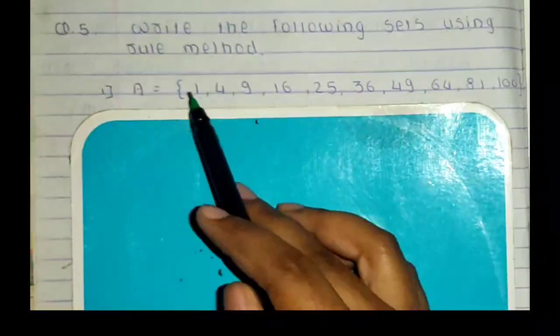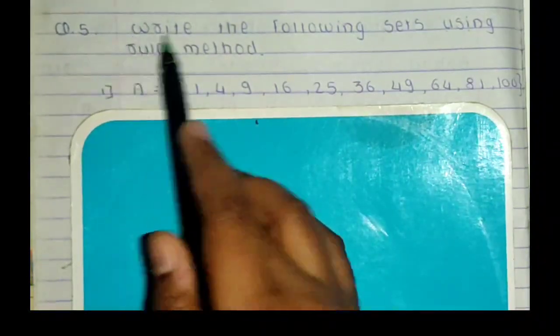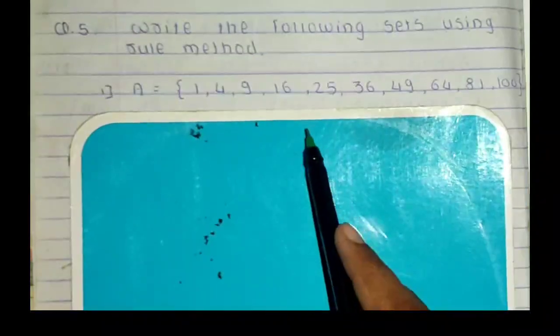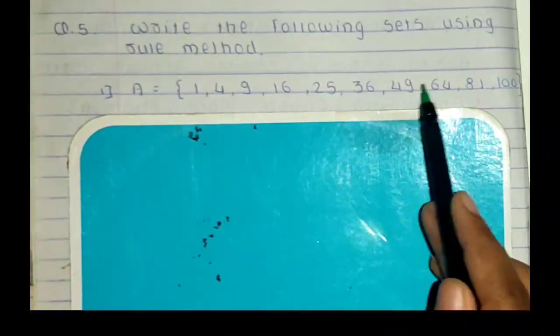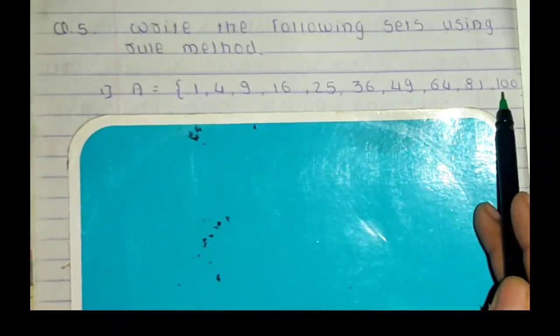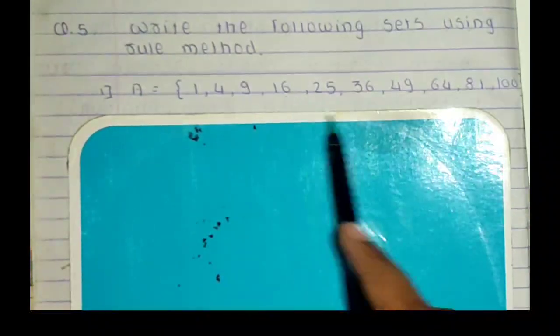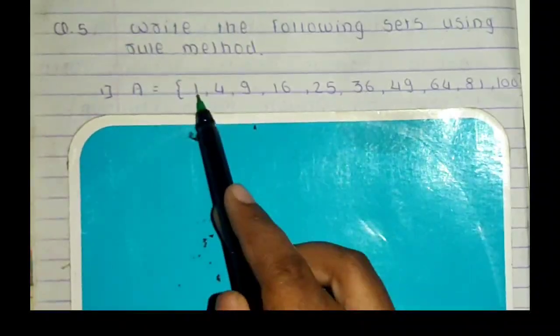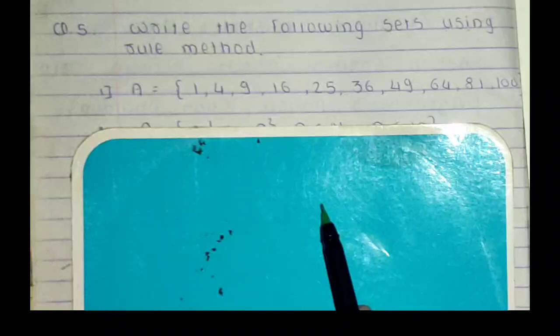Now we will see the last question of practice set 1.1. Write the following sets using the rule method. Now this is a set: 1, 4, 9, 16, 25, 36, 49, 64, 81 and 100. We know that these are all perfect squares of numbers, starting from 1 squared up to 10 squared. So we can write it easily using the rule method.